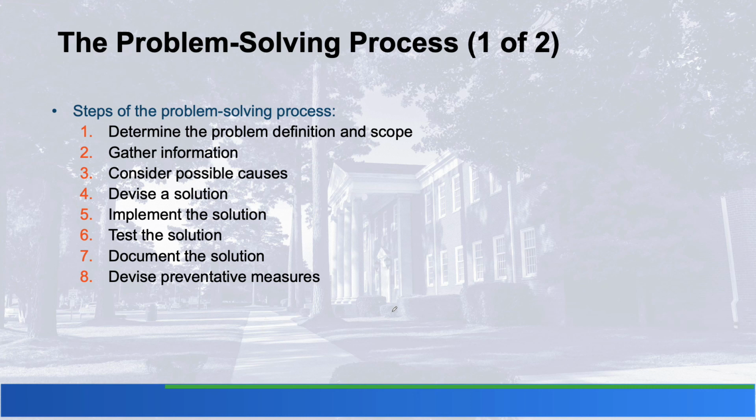After we consider what could cause the problem, we devise a solution or a fix. We then implement the solution. Then we test it to find out whether the solution worked or not. Whether it worked or not, we document the solution. And then at the end, we devise preventative measures so that the problem does not happen again.